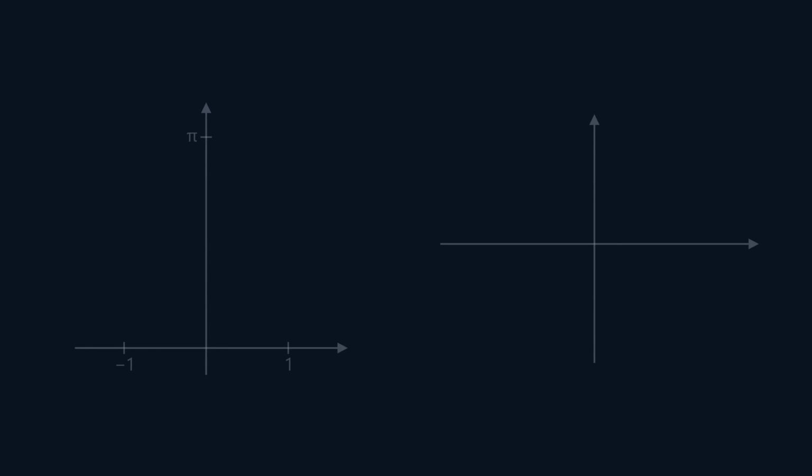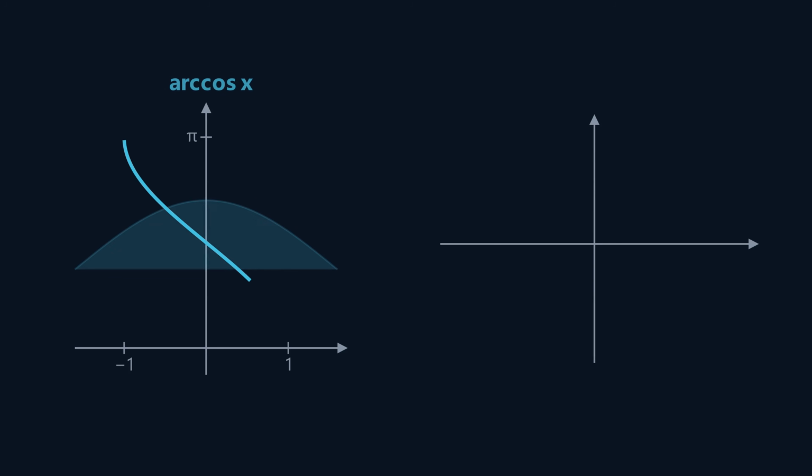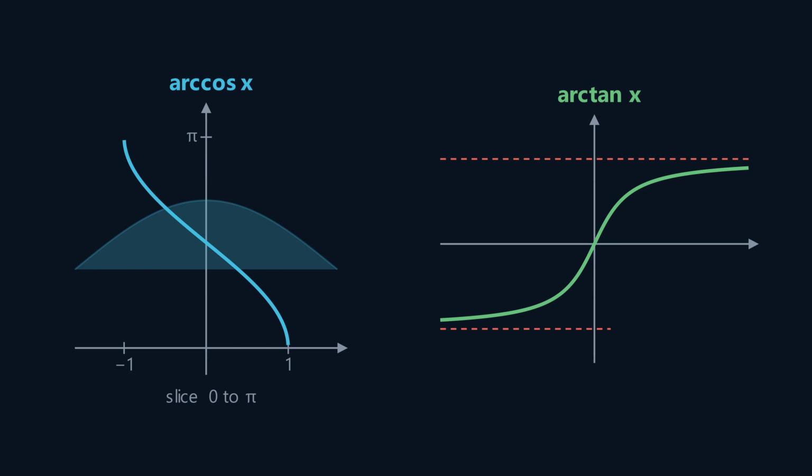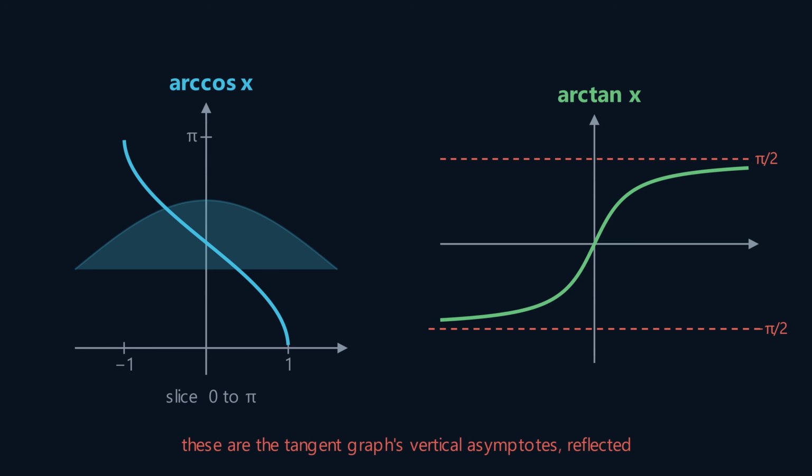Cosine gets the same treatment, but its slice runs from 0 to 180 degrees, because cosine starts at the top and comes down, so that is where it passes each value exactly once. An arctangent takes the branch between -90 and +90, but it never reaches them. It flattens out and approaches them forever.